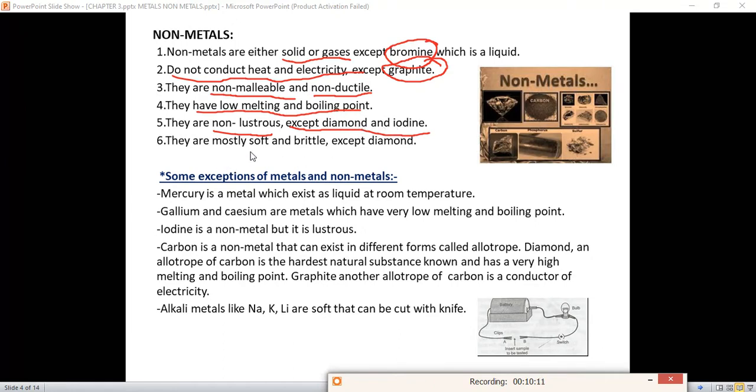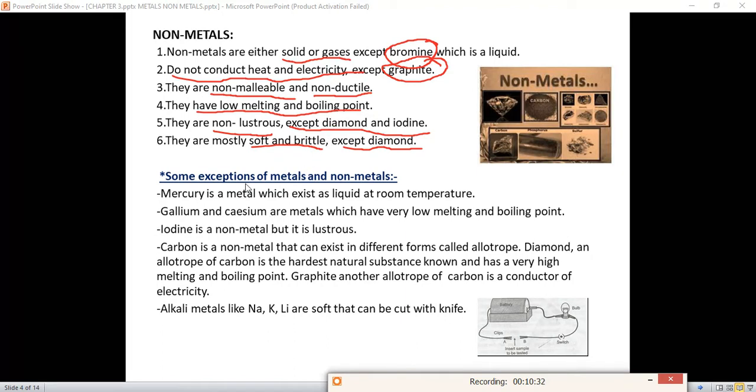They are mostly soft and brittle. Okay, all the non-metals are soft and brittle. The exception is diamond. Diamond is the hardest known substance. Okay, diamond is very hard in nature. So these are the different properties of non-metals. Just opposite to non-metals, you have to write the difference of metals. So you can now write the difference between metals and non-metals on the basis of these properties.